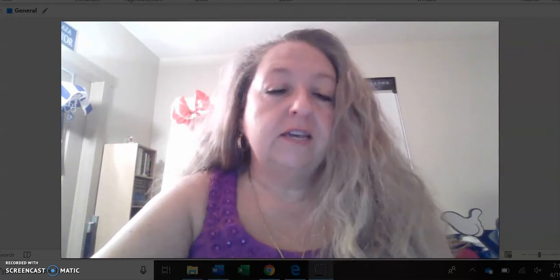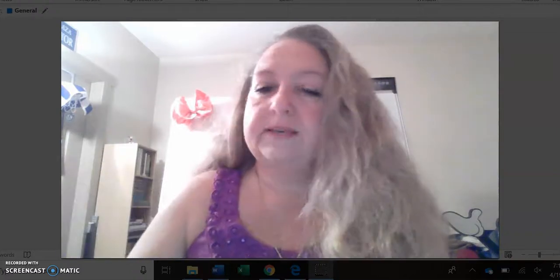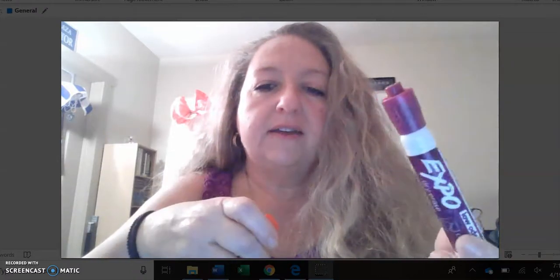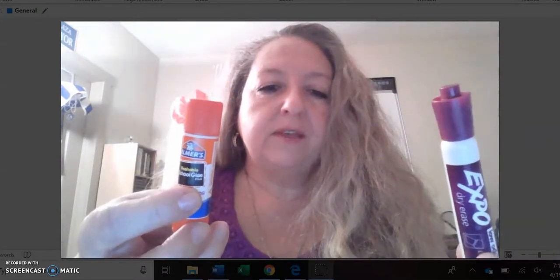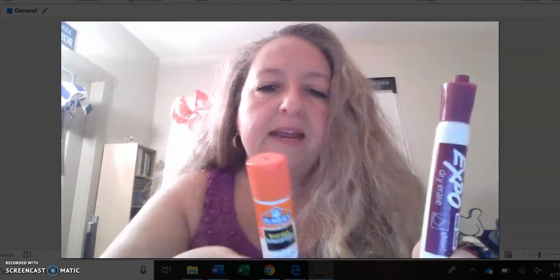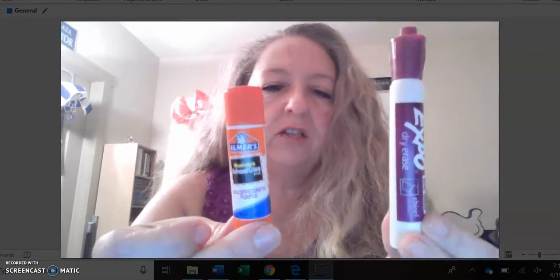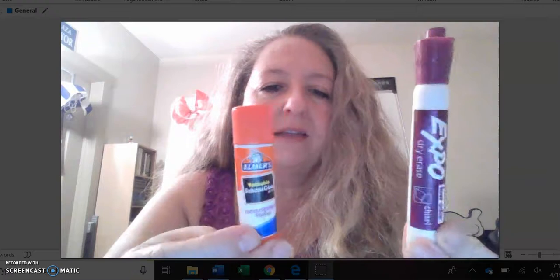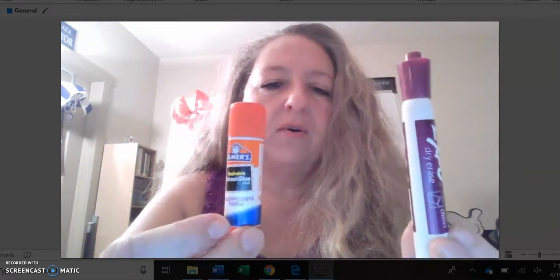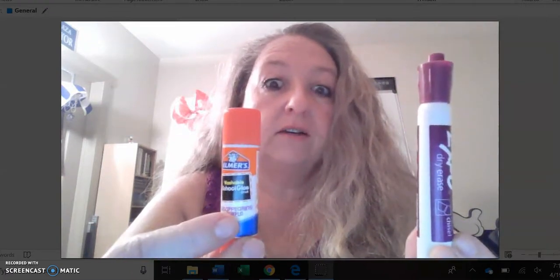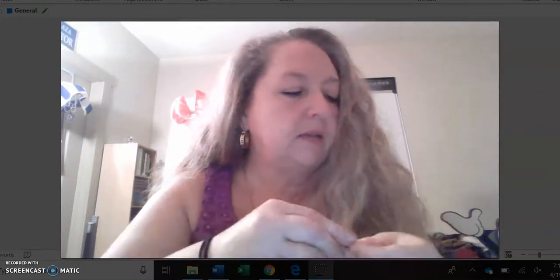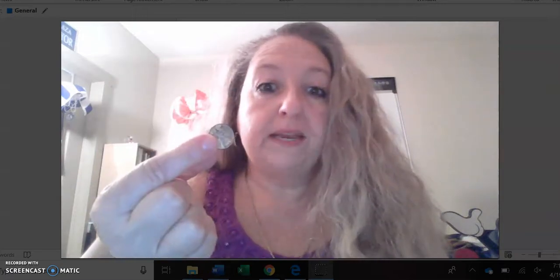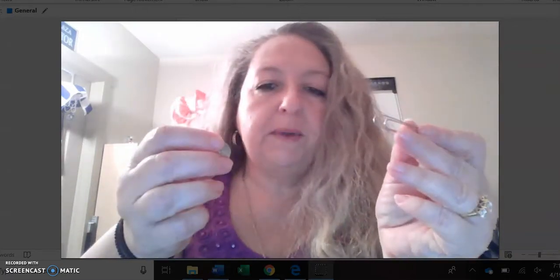If I have two objects that I want to measure, let's say, for example, things you might have at home right now, a dry erase marker and a glue stick, I can look at them and see that they're close in size, but I really want to know how long or how tall they are. So I can lay them down, and I can measure them with pennies. I can measure them with paper clips.